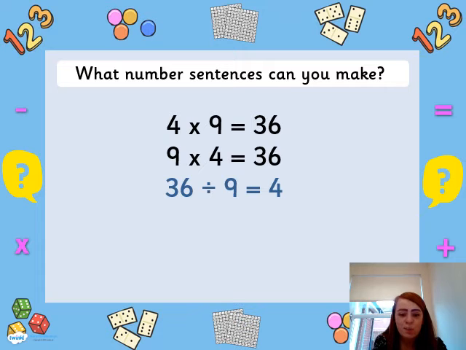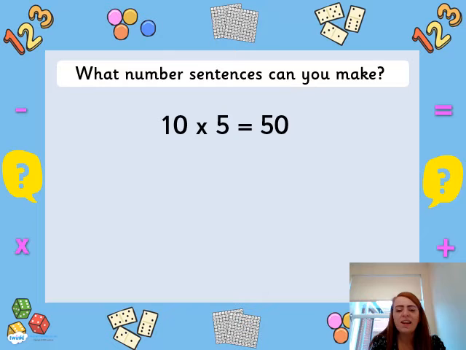That's just the inverse, boys and girls. It's just the opposite. I've used the same numbers, but this time I'm starting with the biggest number. Right, for my next division, I know I can swap these two little numbers around. So I can make 36 divided by 4 equals 9. Again, my biggest number is at the start in a division. I hope you're getting the hang of this now, boys and girls.